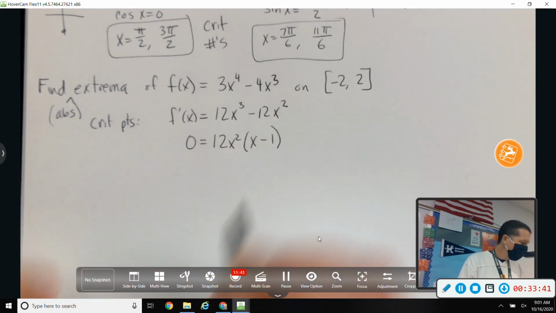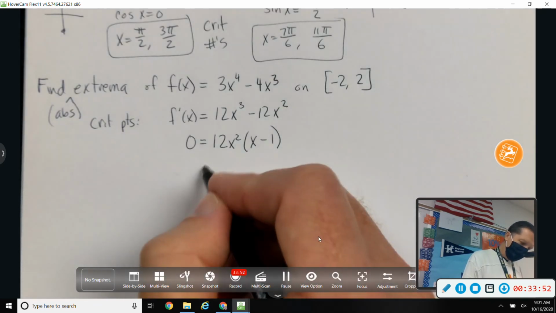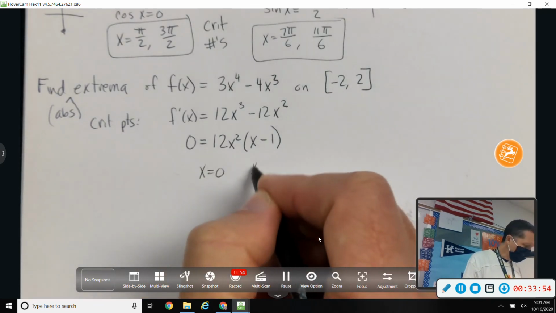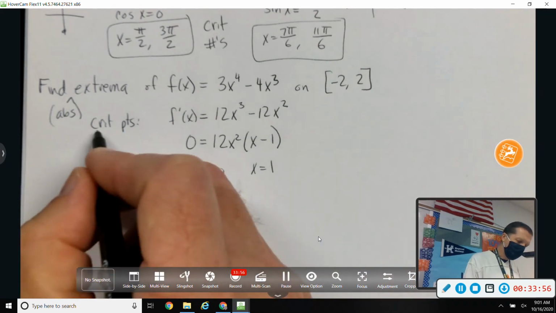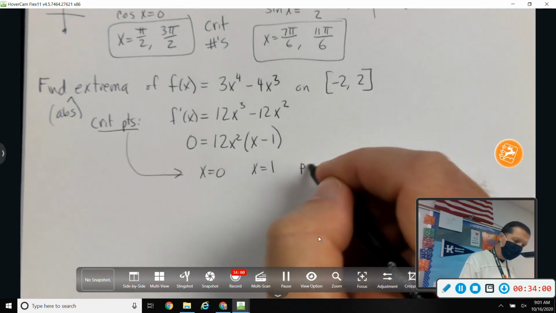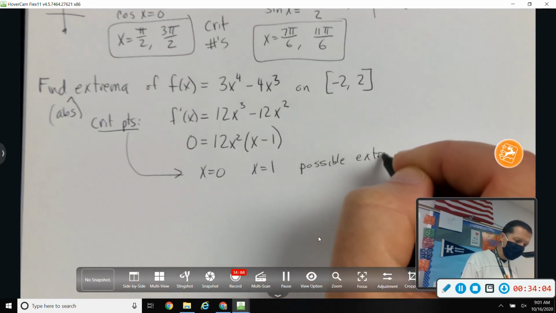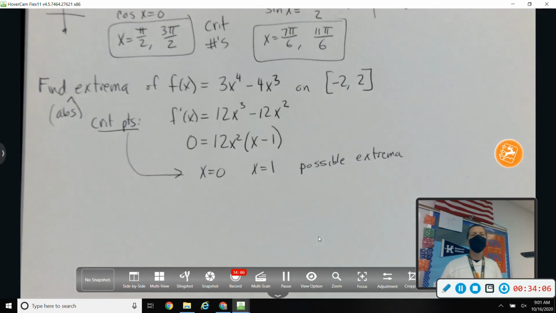What started out looking like a terrible problem simplified pretty quick. We factor out a 12x squared. So x equals 0 and x equals 1. Critical points. And critical points meaning they are maybe extrema, maybe not. Possible extrema.